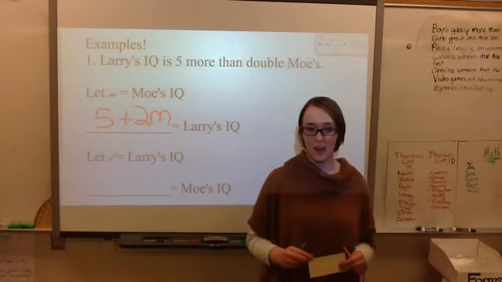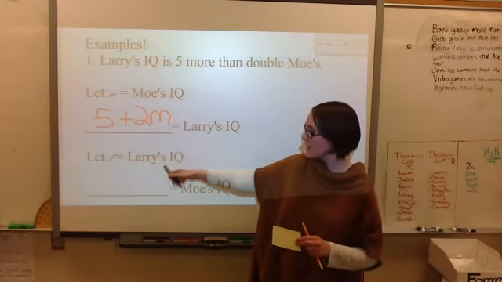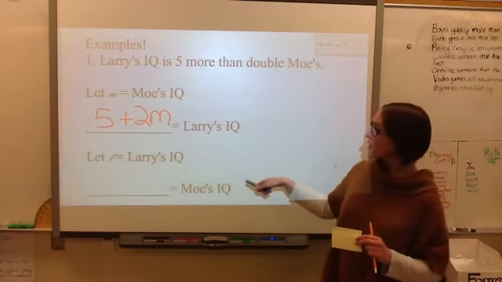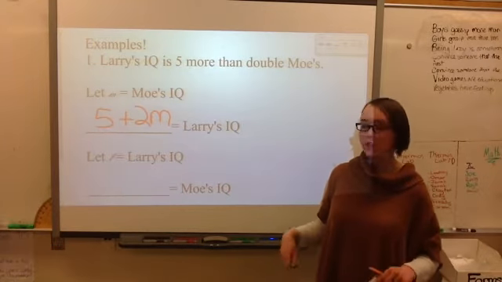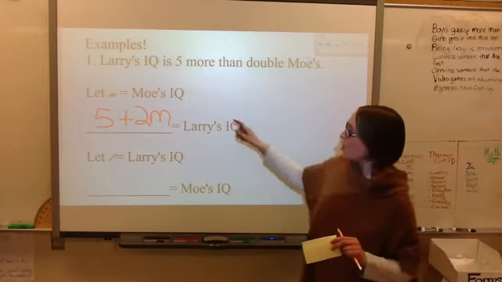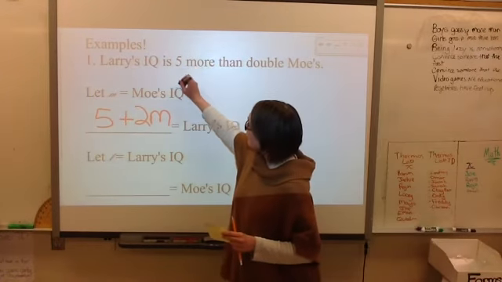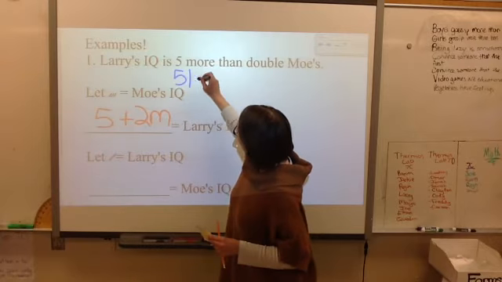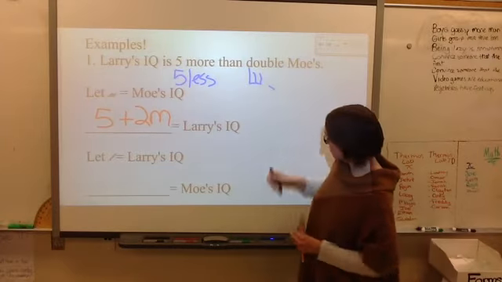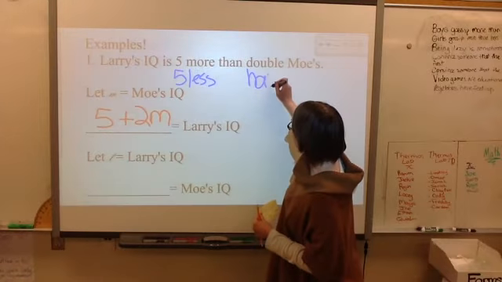Alright, so this time guys, we're going to do the reverse of what we did before. So notice how this time our equation is set to Larry's IQ. So L is equal to Larry's IQ. So if we set the equation to the reverse, we also have to reverse the original statement. So now it would have to say Larry's IQ is 5 less than half Mo's.